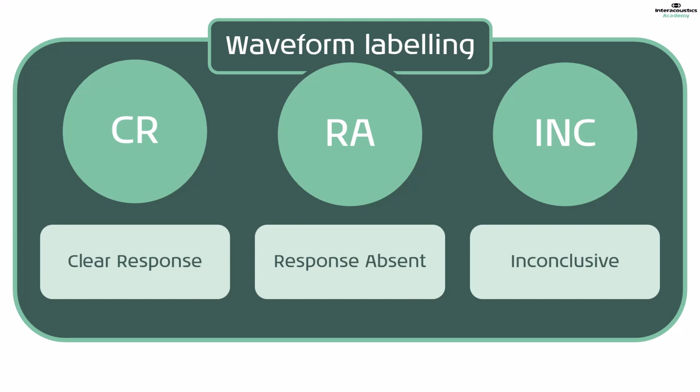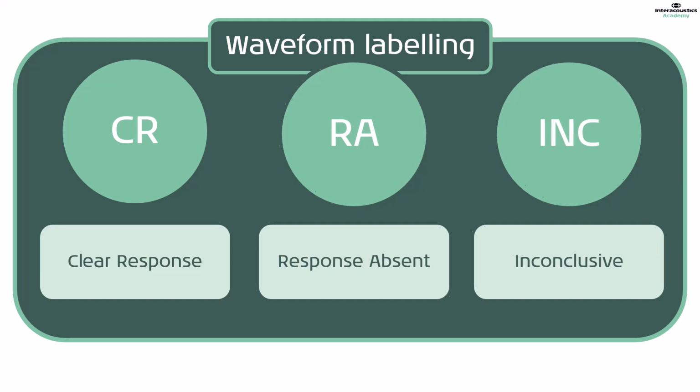Within the software, you will also find options to label the waveforms: CR for clear response, RA for response absent, and INC for inconclusive. These labels can be selected by the clinician based on their judgment of the waveforms, and the FMPI value should be used to help inform this decision.